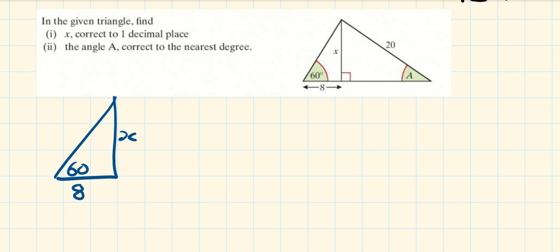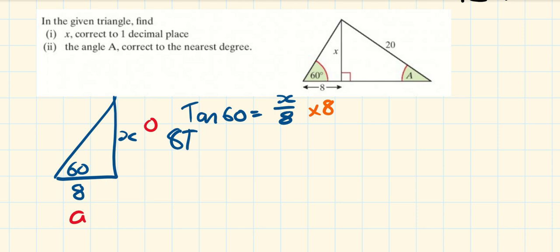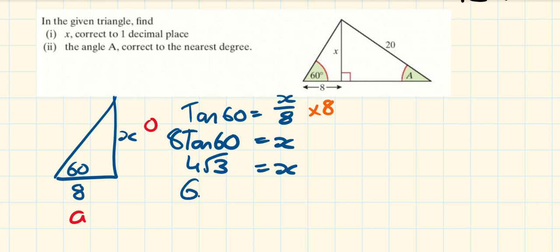So we have got an adjacent and an opposite. So that means we're going to be using tan 60 equals x over 8. So it'll just be a times 8 we need to do here. So 8 tan 60 is x. So x is equal to 4 root 3. Okay, and you're told to do it correct to 1 decimal place. So 4 root 3 to 1 decimal place is 6.9 is equal to x.